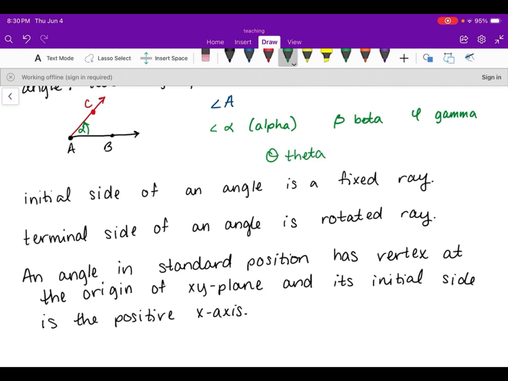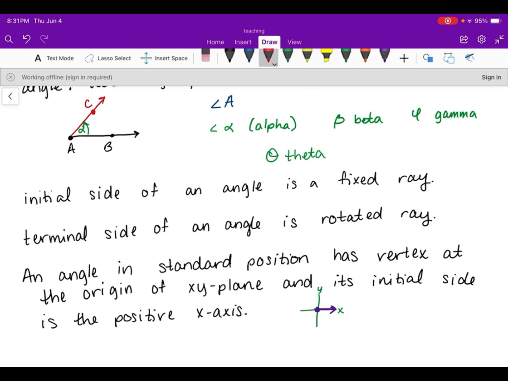So when we're going to be talking about an angle in standard position, I'm going to draw something for you. So we have our normal xy plane here. So we have x here, we have y here. What we're saying is that the vertex of our angle is always going to be here at the origin, and my initial side is always going to be the positive x-axis. So this will always be my initial side for my angle.